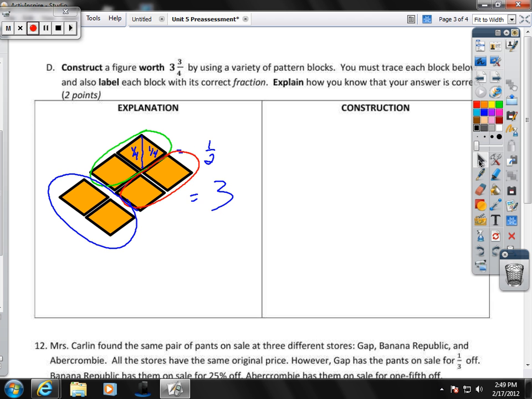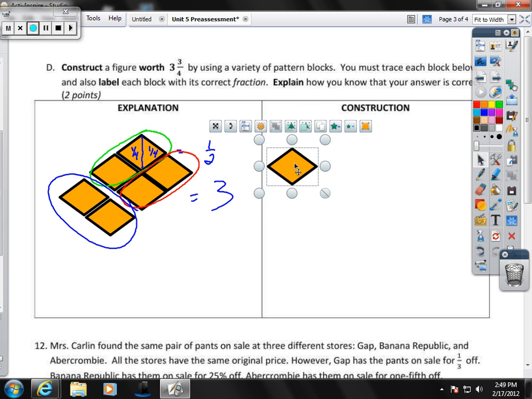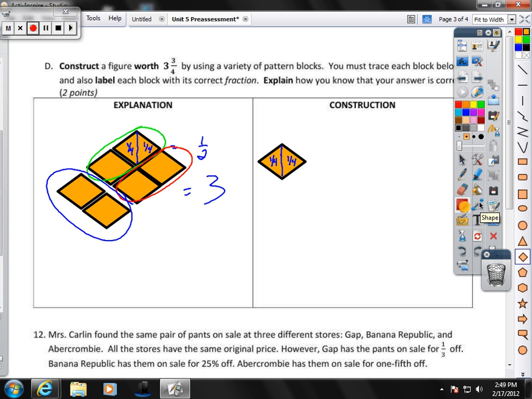Well, I know that one of these guys is equal to 2/4. Because remember, I can make a triangle here. A 1/4 and a 1/4. So now I have 3 2/4. So that tells me I need to get another triangle. So let's go grab a triangle. We'll try and get it fairly close. It may not be exact, but you'll get the idea.